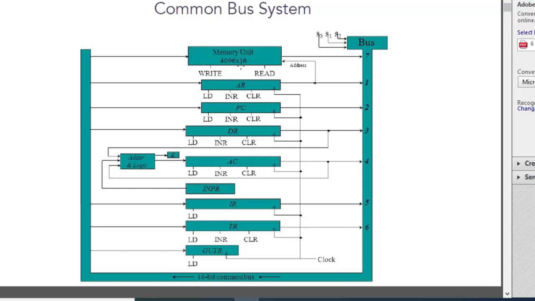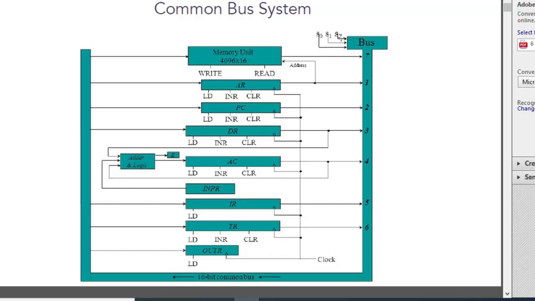Okay, so here you can see that in this diagram there is a bus. We have taken a multiplexer to implement this bus. So here S2, S1 and S0 are the select signals, and here 7, 1, 2, 3, 4, 5, 6 are the decimal values that are represented by this S2, S1 and S0. The value of S2, S1 and S0 can be from 001 to 111 in the 16-bit common bus system.